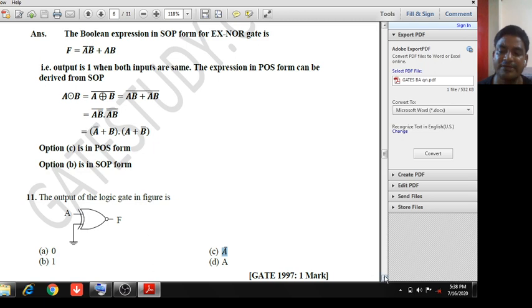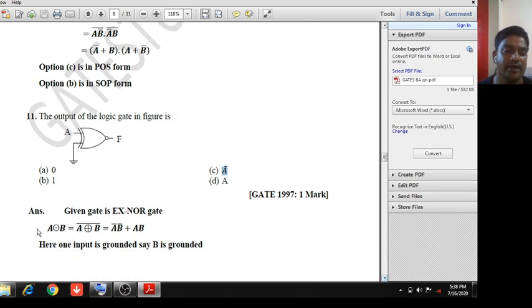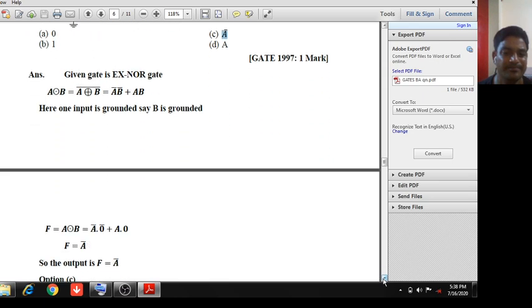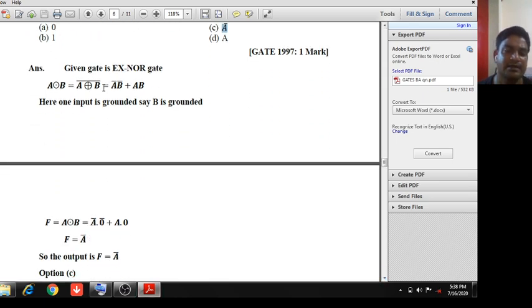And by expression you can also solve it. A XOR B, A bar B bar plus AB, and just write down value of B equal to 0. So A bar dot 0 bar, A dot 0. A bar 0 bar is 1 into A bar, and A dot 0 is 0. So it is A bar.